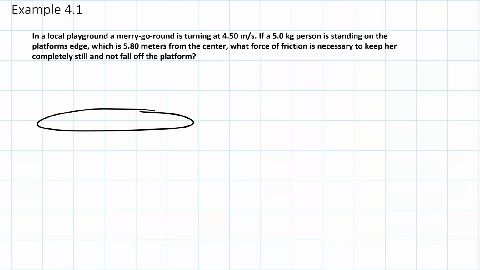So we've got this merry-go-round, it's spinning around, and somewhere we have this kid just standing near the edge, and we want to figure out what is the friction force necessary for this person to not fall off the platform. So obviously this is a forces problem, and it's going to be a centripetal forces problem since we have circular motion. First thing we want to do is draw a force diagram for the person.